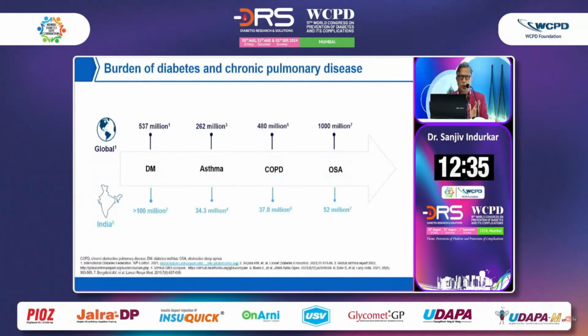Globally, if you look at this data from IDF Atlas 2021, it is very clear that with diabetes, the respiratory diseases, chiefly asthma, COPD, and OSA, are on the rise. And when they coexist, the outcome is probably worse.